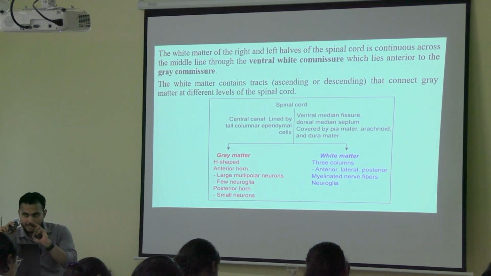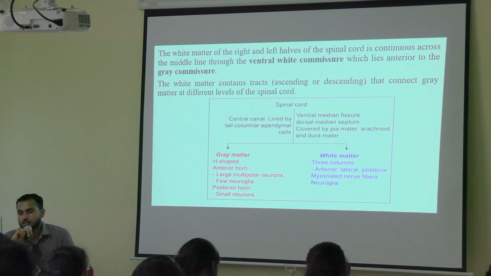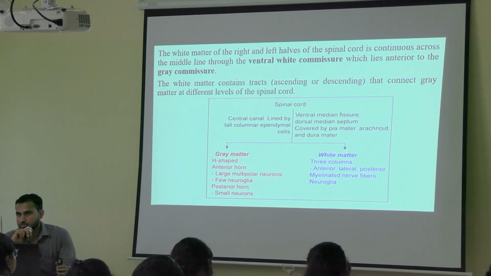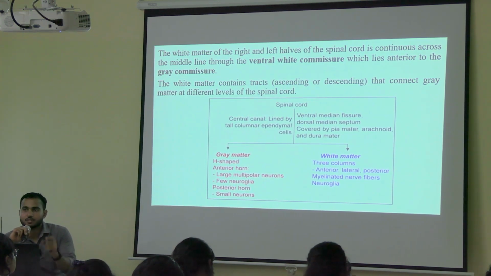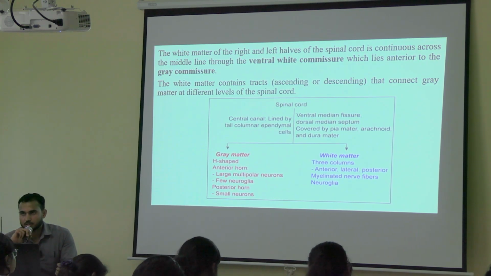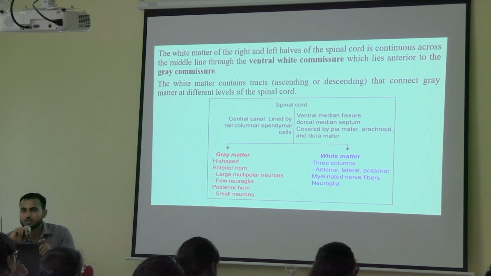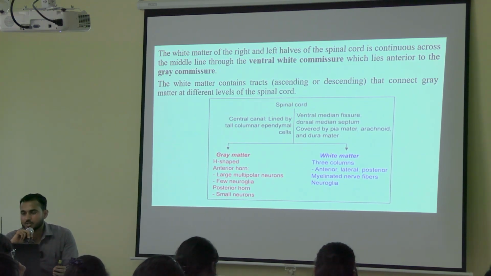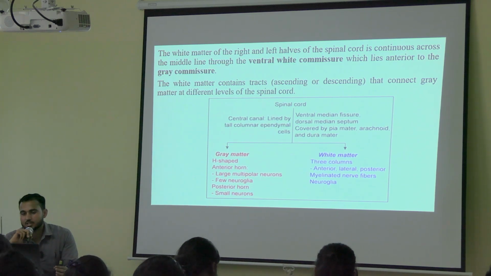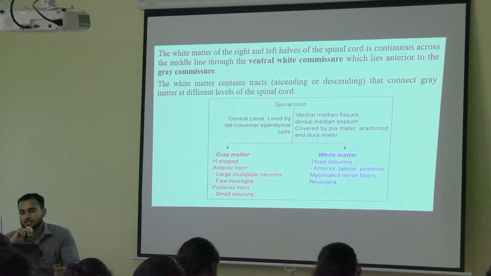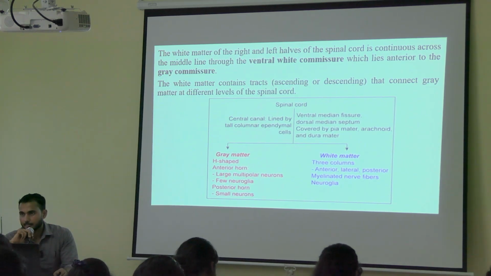Okay. Next, the white matter of the right and left halves, both sides of the spinal cord, are continuous across the midline through the ventral white commissure. Okay, so this commissure will interconnect the fibers of both sides of the spinal cord. So two halves are there, right half and left half. Both halves of the spinal cord are interconnected to each other by the ventral white commissure. कहाँ पे रहता है? Which lies anterior to the grey commissure. जो ग्रे कमीशर है, ग्रे कमीशर के एंटीरियरली रहता है, that is the ventral white commissure. Okay.